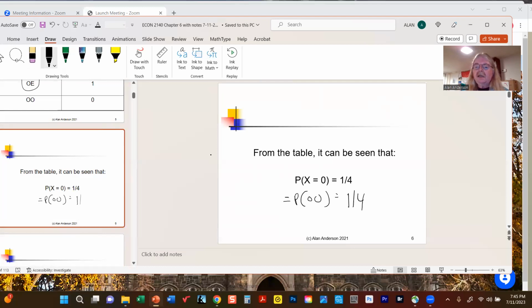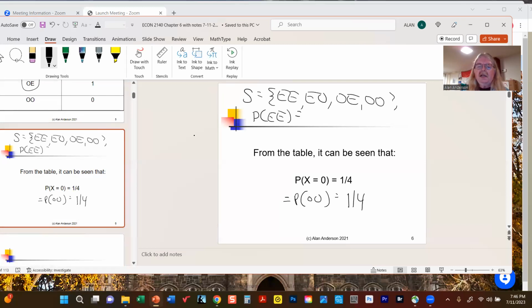Because it means the same thing. X equals 0, getting OO when we roll the dice twice means the same thing. And you recall that each of these outcomes has a probability of 1/4. And that's because each die has 3 even numbers and 3 odd numbers. So each of these individually has the same probability, which is 1/4. And that's because there's 4 possible outcomes, each of which is equally likely. All of these have to add up to 1.